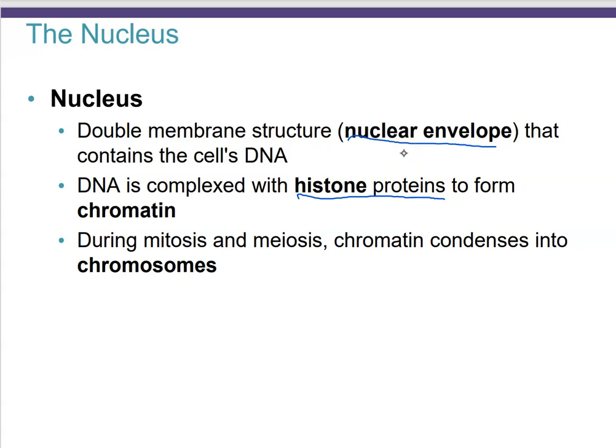Together, DNA plus protein forms what we call chromatin. And now that's nice that we have the nucleus and that we protect our DNA. It does present a bit of a problem when you want to divide, because there's only one nucleus, and both of the new cells after mitosis, after cell division, they need to have a new nucleus.